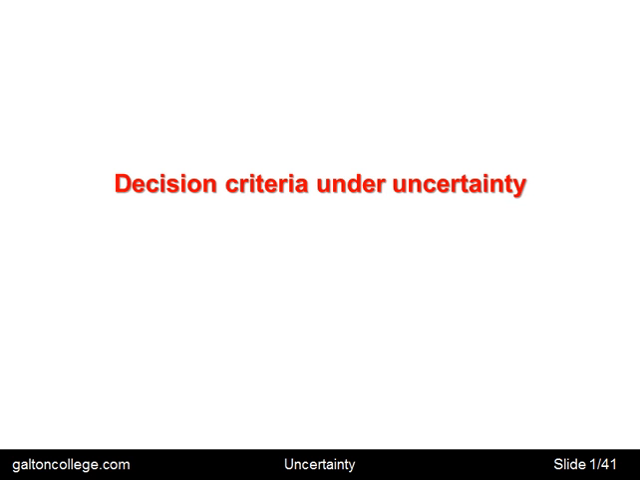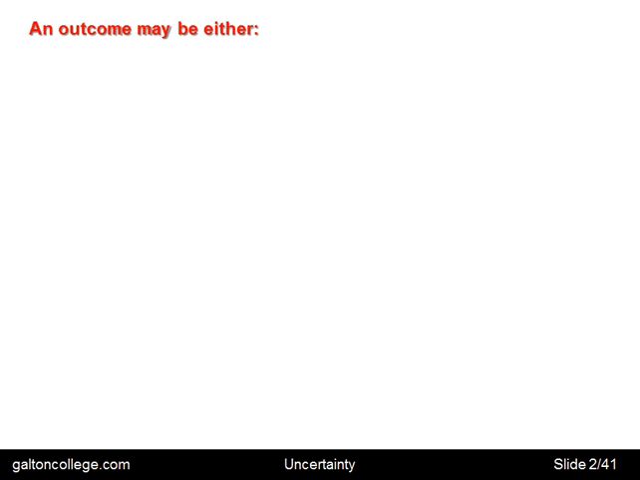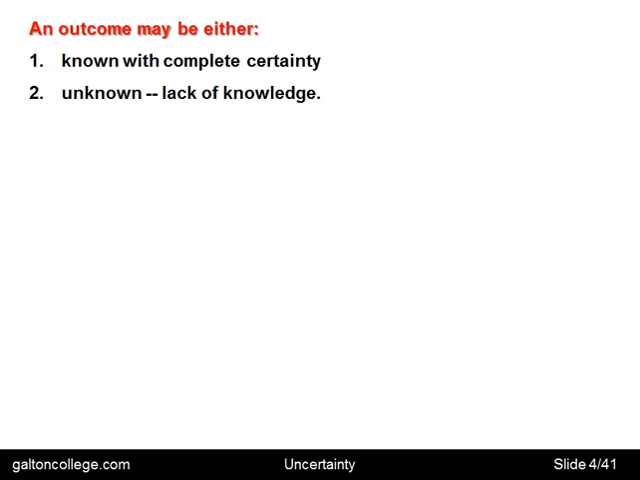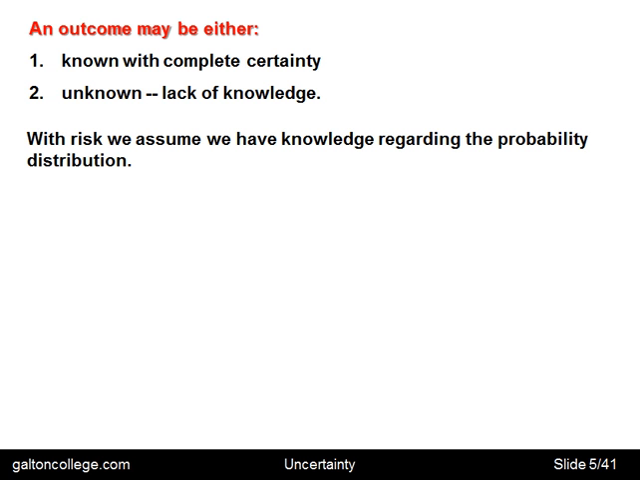In this video we're going to talk about decision criteria under uncertainty. An outcome may be either known with complete certainty or it may be unknown, in which case we have a lack of knowledge. With risk, we assume we have knowledge regarding the probability distribution.